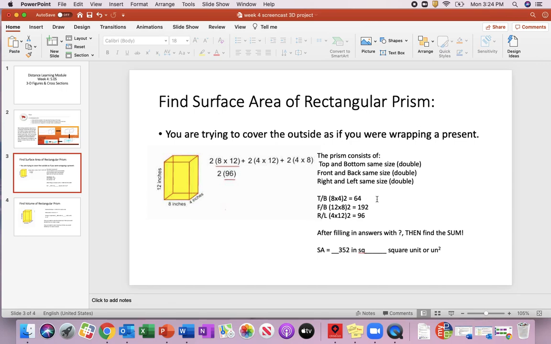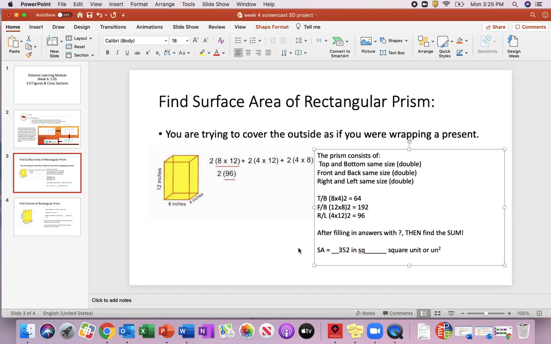So I went ahead and filled in the answer. You multiply 8 times 4 and double it, 12 times 8 and double it, 4 times 12 and double it. And then of course, after doing that, you are supposed to find the sum, which means you are adding them all up. Finding the sum would mean you have 352 inches squared, square inches, however you want to write that is up to you, but please include the proper units. Surface area is area and it is squared.